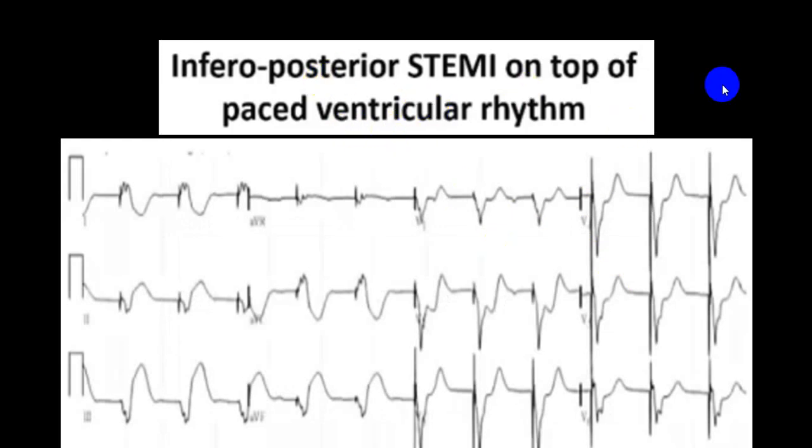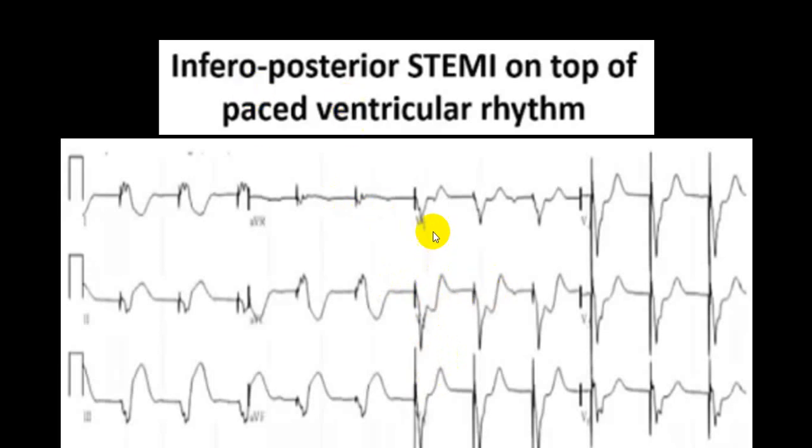This is a very good ECG showing you that there is a spike, so there is a paced rhythm, and you can see in an inferior lead clearly, and you have got an ST segment. These are reciprocal changes of a posterior wall. So inferior posterior wall STEMI.